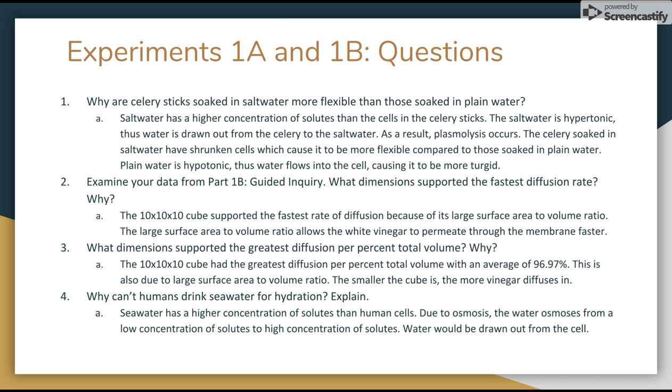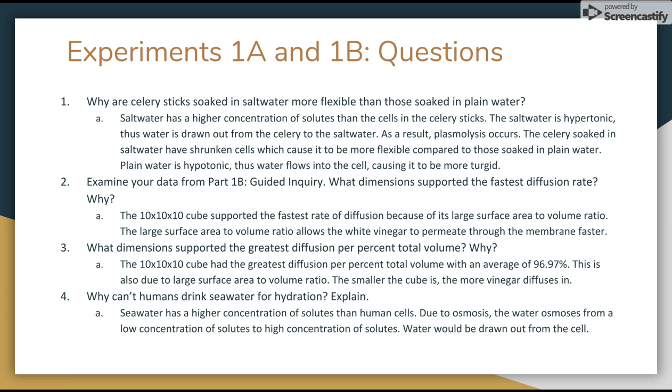The answer for question number 2 is the 10 by 10 by 10 cube supported the fastest rate of diffusion because of its large surface area to volume ratio. The large surface area to volume ratio allows the white vinegar to permeate through the membrane faster.